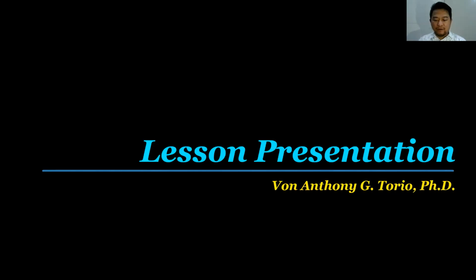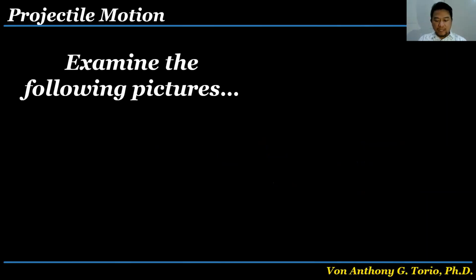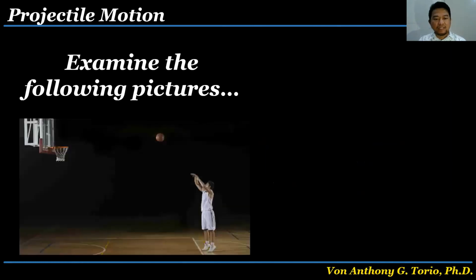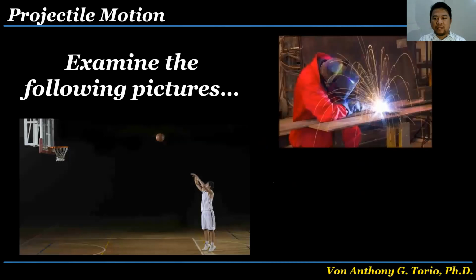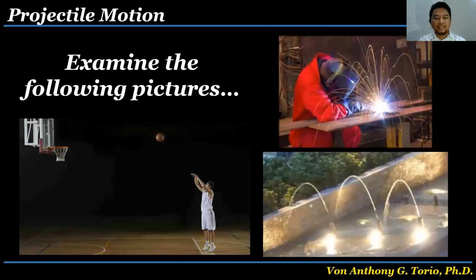So now we can have the details of the topic, which is projectile motion. In understanding projectile motion, we can consider a lot of examples that we can see around us, such as what's shown by the pictures given in this slide. You notice that a person playing a basketball and the path that's taken by the basketball is similar to that of what happens when a person is welding, and the path that's taken by water here on the third picture.